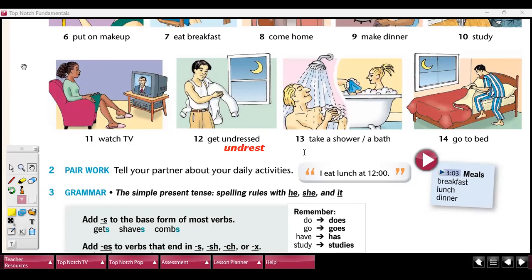Get undressed. Okay. 13. Take a shower. Or take a bath. So, what is the difference between taking a shower or taking a bath? What's the difference? Place. What is the difference? ¿Hay alguna diferencia ahí? Ducha. Una la ducha. Bañarse, bañarse.